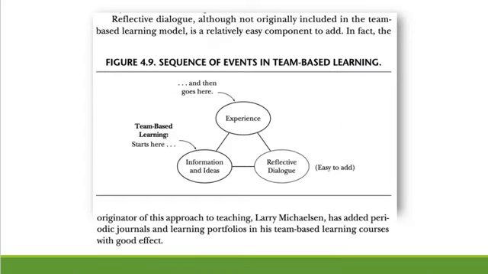In terms of the holistic model of active learning, as demonstrated here in Figure 4.9, the team-based learning cycle begins with students acquiring information and ideas in readiness assurance process. Then the process gives students a powerful opportunity to gain some kind of doing experience, usually in the form of case problems or in simulations. Reflective dialogue, although not originally included in the team-based learning model, is a relatively easy component to add. In fact, the originator of this approach to teaching has added periodic journals and learning portfolios in his team-based learning courses.